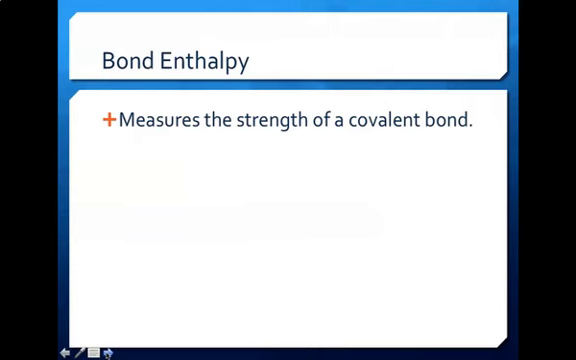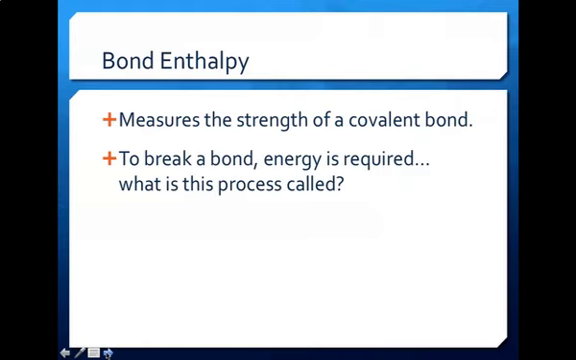And remember the octet rule, that everything follows except for hydrogen, which is so small that it can only hold 2. When we break bonds, energy is required. So if energy is required, what would we call that process? Endothermic, absolutely. Good. So when we are breaking bonds, we are endothermic. Energy has to go into the system for the bonds to come apart.